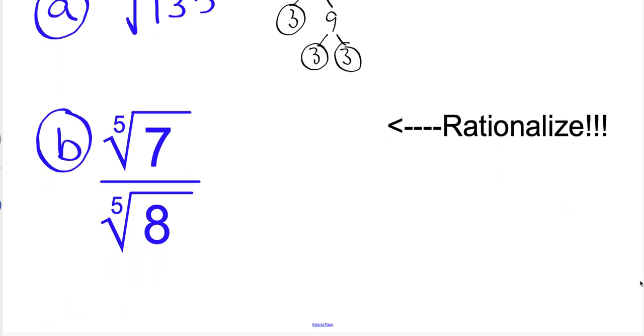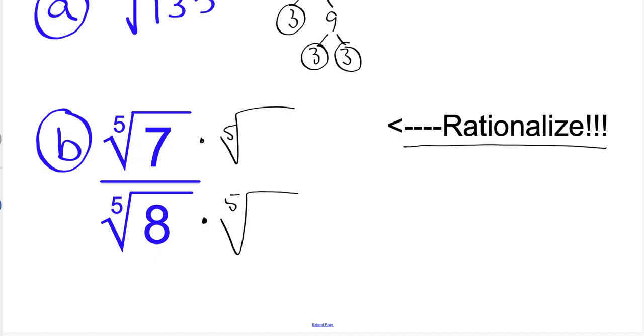All right, for B, so just like I said before, you should try this first, but it should be fairly obvious that that's not going to do a whole lot for you. 7 does not divide nicely with 8. Okay, and we're doing a fifth root here, so we have to rationalize. So what does rationalize mean? Rationalize means we have to take the bottom and the top times some root, in this case, some fifth root, in order for that to work out nicely.